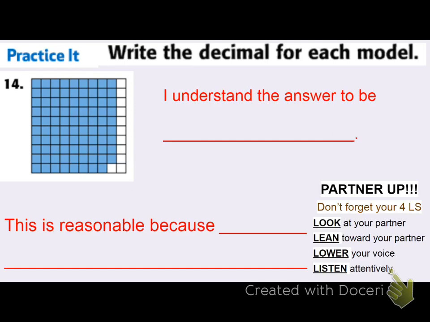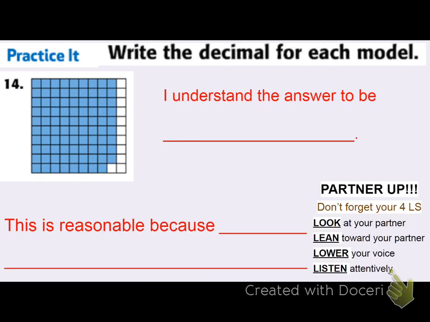Number 14, write the decimal for each model. So they're asking for a decimal. I have to look, and I can see we're not dealing with tenths. We have 100 of those tiny little squares or cubes. So I can go ahead and think about my fraction being in the hundredths place. I have to figure out how many they shaded in the model out of 100.